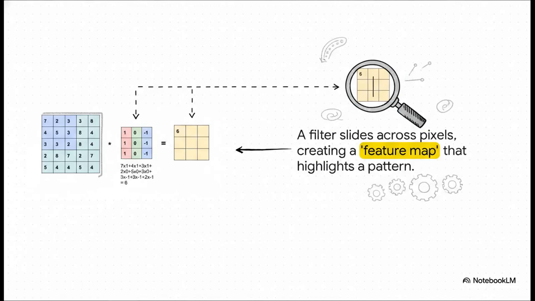So, how does it actually do that? Well, the layer uses this tiny grid of numbers called a filter. Think of each filter as a specialist. One filter might be an expert at finding vertical lines. Another might be looking for a specific curve. This little filter slides across the entire image, almost like a magnifying glass. And at every single spot, it does a quick calculation that basically asks, hey, does this little patch of the picture match the pattern I'm looking for? And the answers to that question create something called a feature map, which is just a new image that highlights everywhere that specific feature was found.